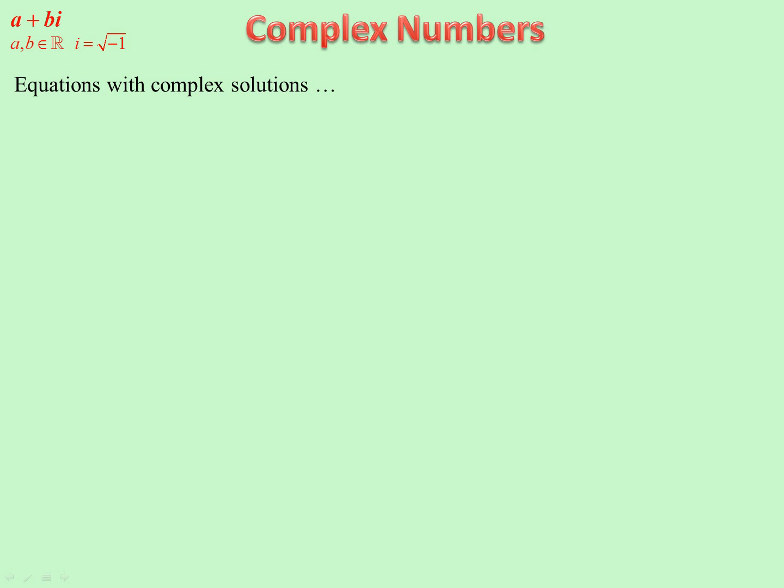Equations with complex solutions. So x squared equals negative 9. In the past we would have said no solution. But in fact now we can, because x is actually plus or minus the square root of negative 9. Now we can separate negative 9 into 9 times negative 1, and we can square root the 9. So therefore plus or minus 3i. Plus or minus the square root of 9, which is 3, and square root of minus 1, which is i.